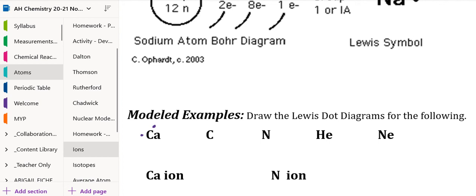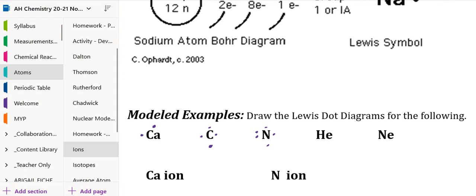C is for what element? Carbon. How many valence electrons does carbon have? Four. So how many dots? Four. Any of them paired? No. Nitrogen. How many valence electrons? Five. So how many dots? How many pairs of electrons? One. How many unpaired? Three. Very good.